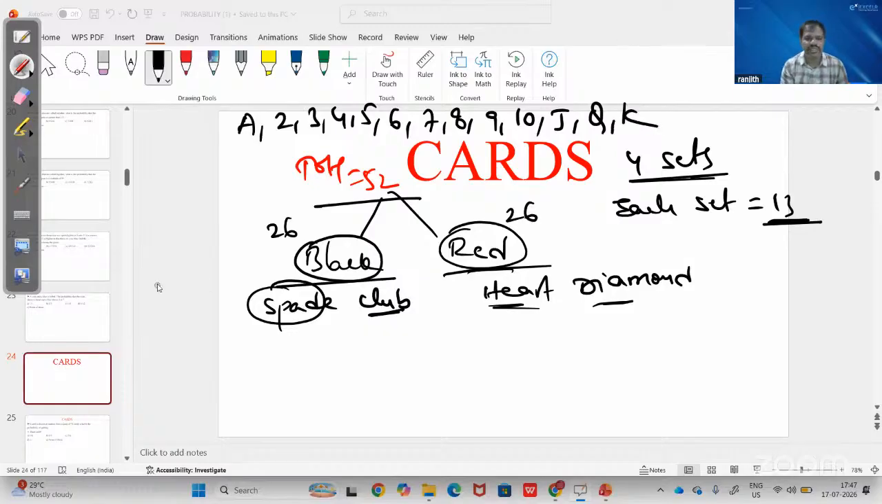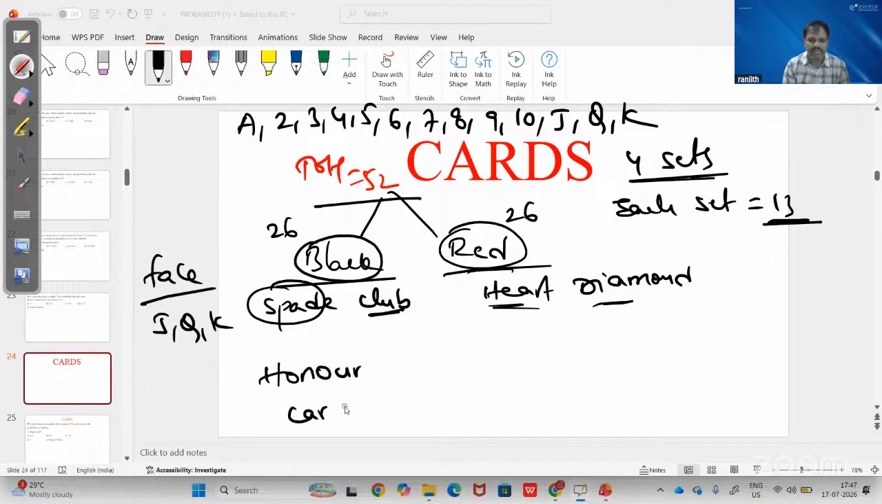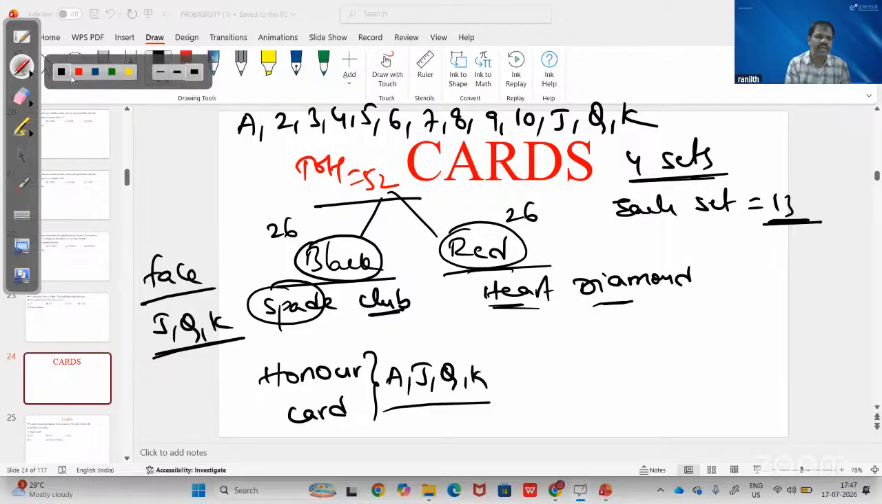So what are the face cards? Face cards are nothing but J, Q, K. And we also have honor cards. What do you mean by honor card? Face card is nothing but J, Q, K. Honor card is with the inclusion of A. So A, J, Q, K. Next.